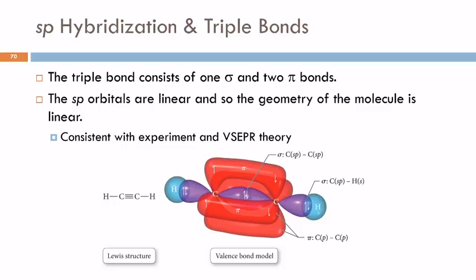They're perpendicular. The red, this and that red, and the purples are perpendicular. They're oriented the same as the 3 unhybridized p orbitals would be.